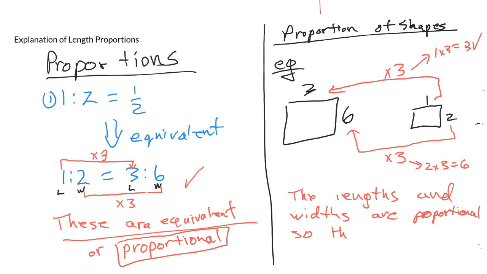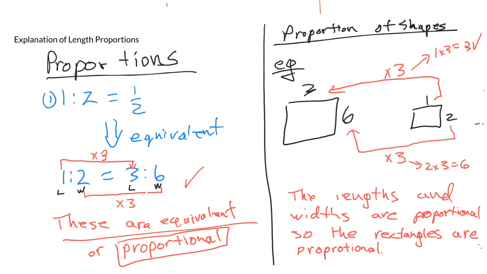So the shapes are proportional. Let's call it the rectangles are proportional. And guess what? That's it. The key is to find a number that links the two sides. If you don't find something that works, then you say, since the numbers don't work, then it's not proportional.